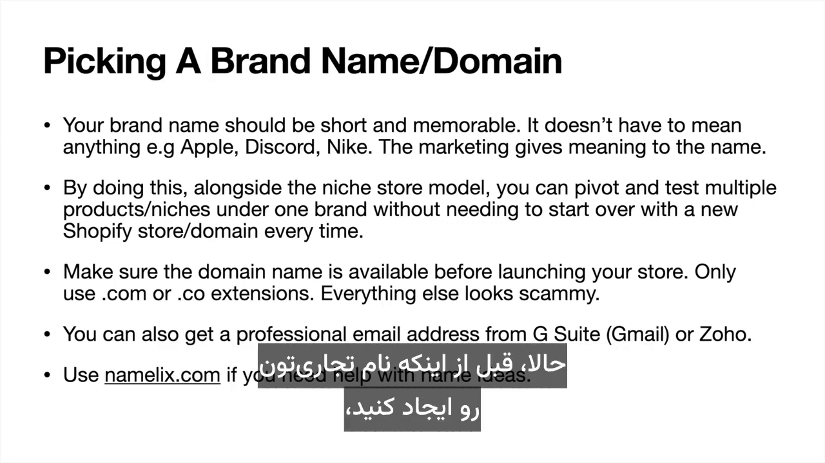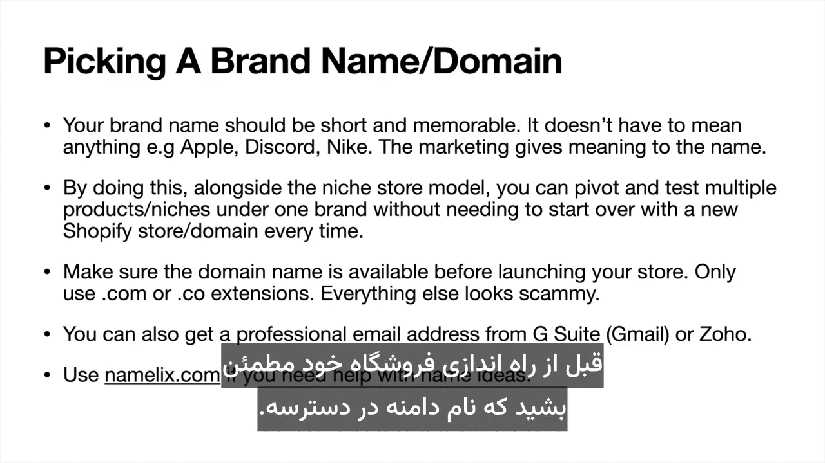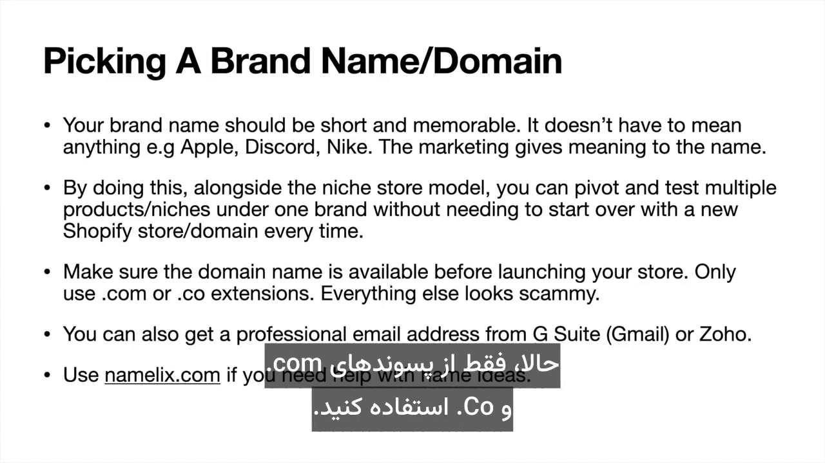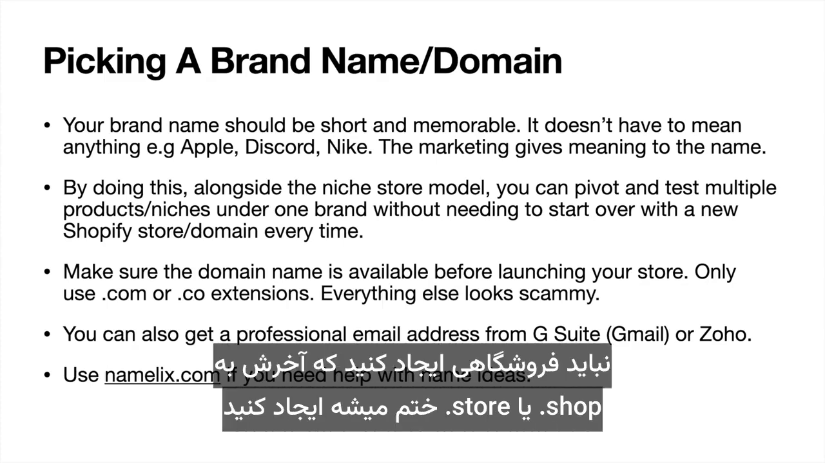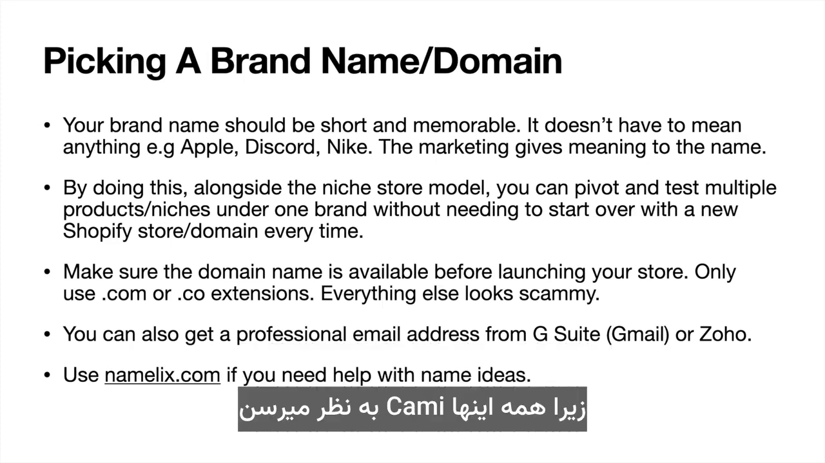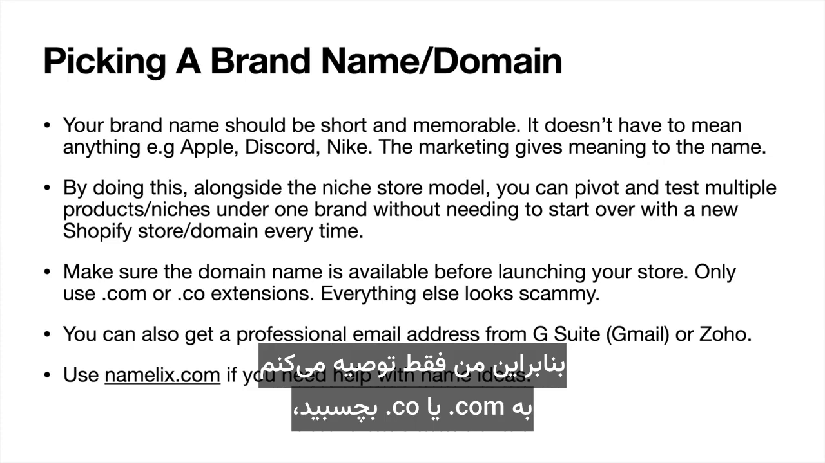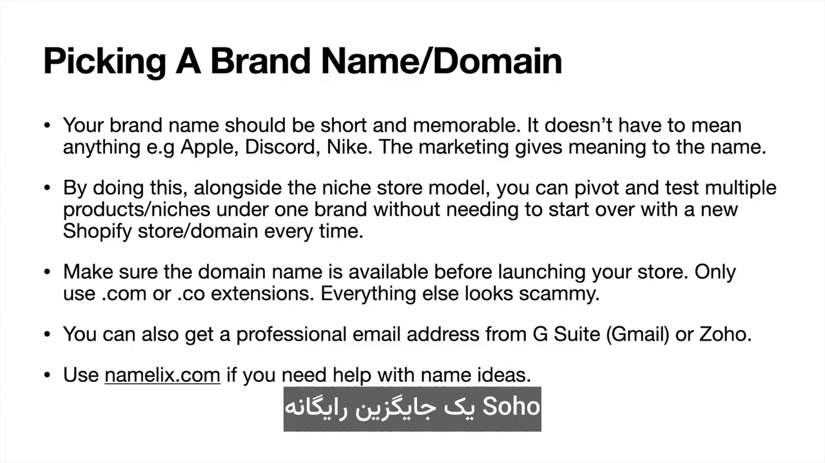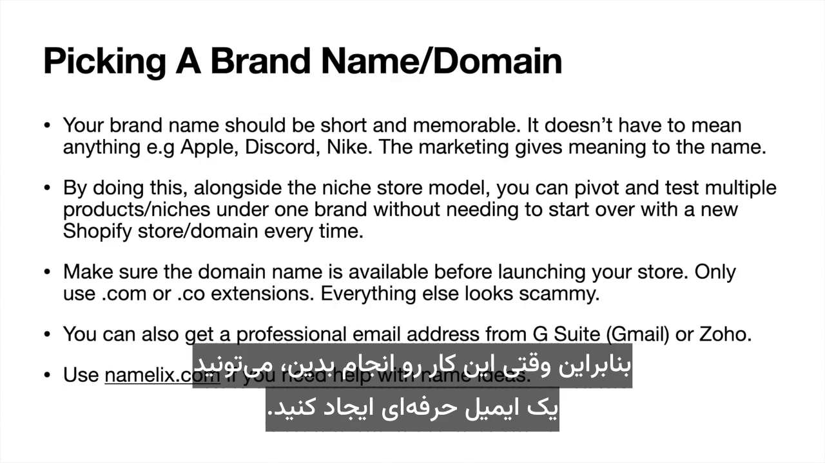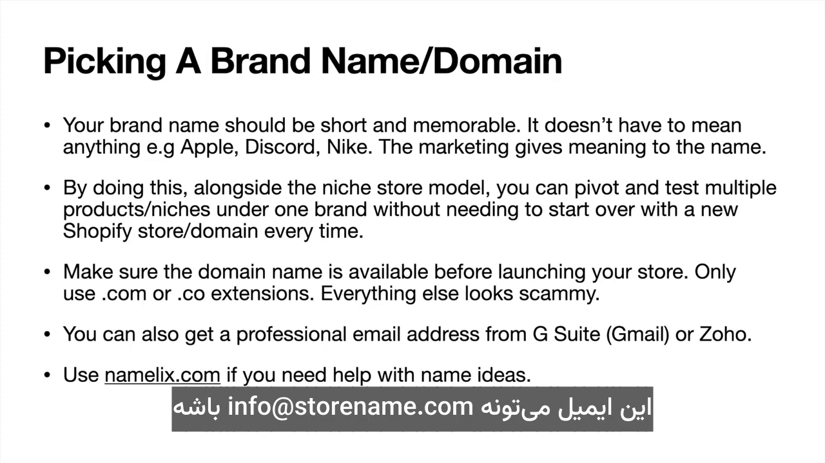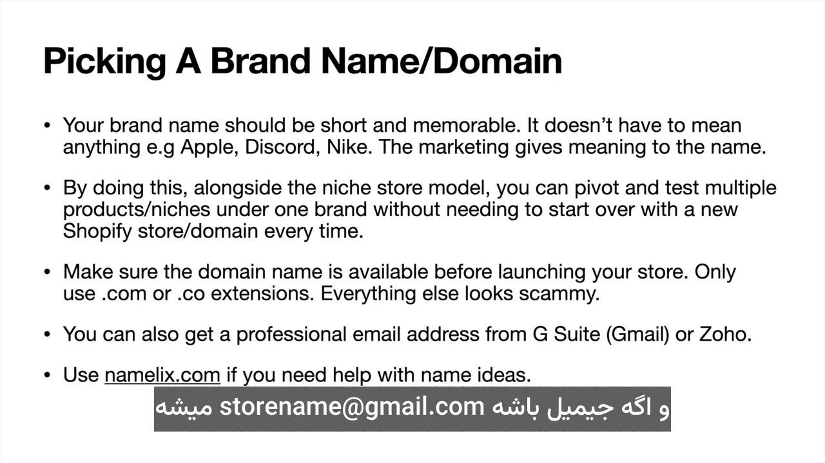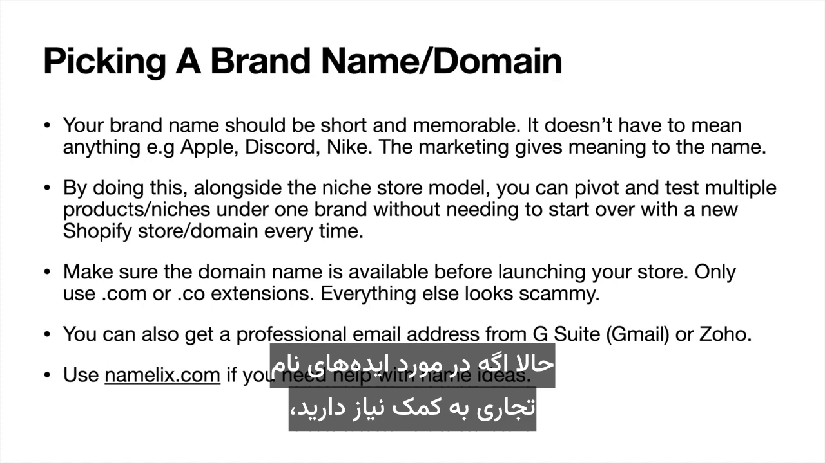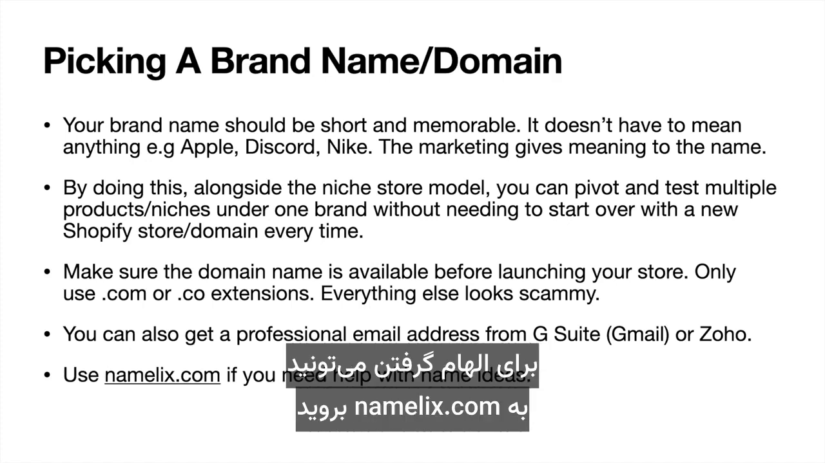Before you create your brand name, make sure the domain name is available before launching your store. Only use the .com or .co extensions. You don't want to create a shop that ends in .store or .shop because all of these look scammy. So I'd only recommend sticking to .com or .co. After you've created your domain, you can get a professional email address from G Suite or Zoho. Zoho is a free alternative. The email can be info@storename.com as opposed to storename@gmail.com. If you need help with brand name ideas, you can go to namelix.com to get inspiration.